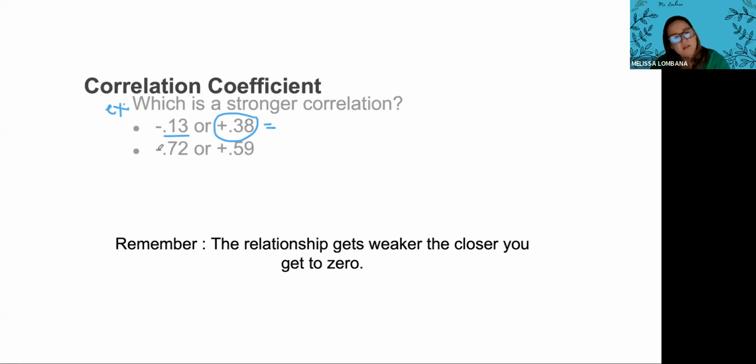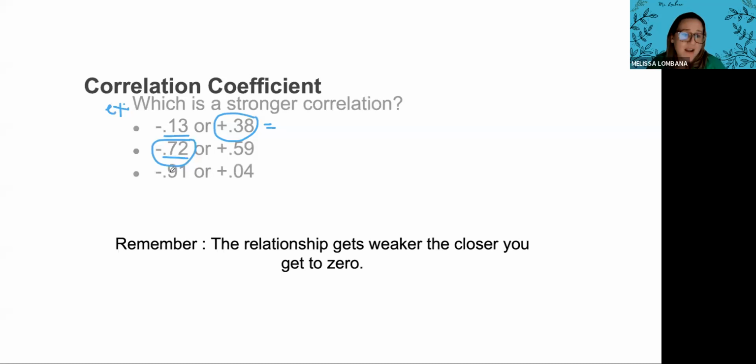Same thing, this is a negative correlation where the correlation coefficient is 0.72 or 0.59. Which one is closer to the 1? That one would be negative 0.72 because it's closer to negative 1. It doesn't matter if it's negative or positive. If it's closer to 1, then that's going to be strong. So this is a strong negative correlation. This is a positive moderate correlation.